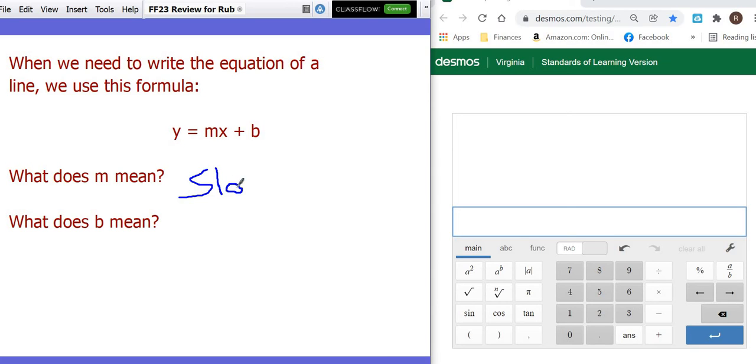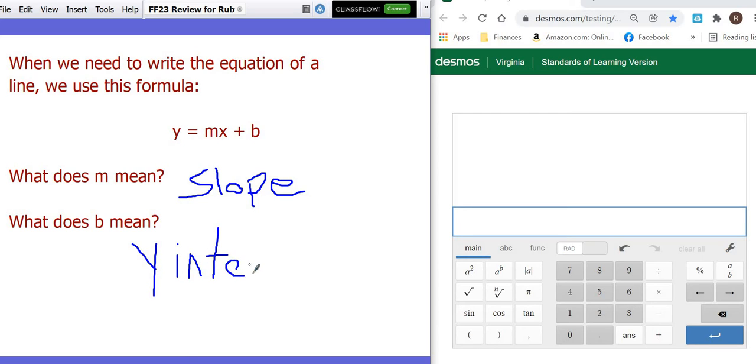And always be very careful. Look at your graph and say, is that slope positive? Is it negative? So always be very careful with the slope. Then it says, what is b? Well, b is your y-intercept. That is where the line crosses your y-axis.